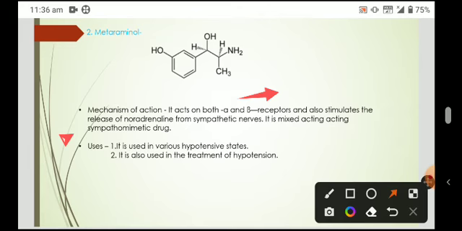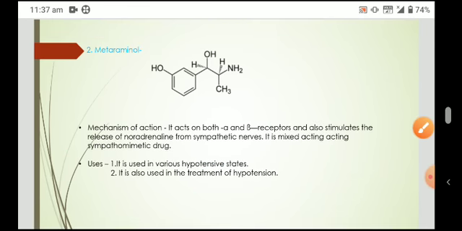Moving to the next point, uses. It is used in various hypotensive states. Second, it is used in the treatment of hypotension. This means metaraminol is not only used to treat hypotension, but also in various hypotensive states. So this is the second drug.